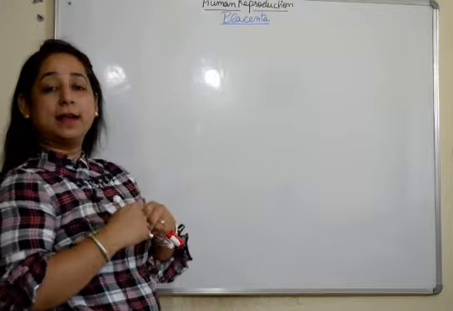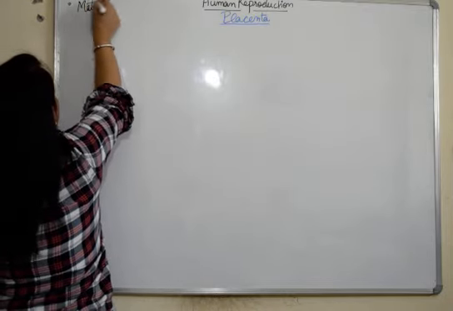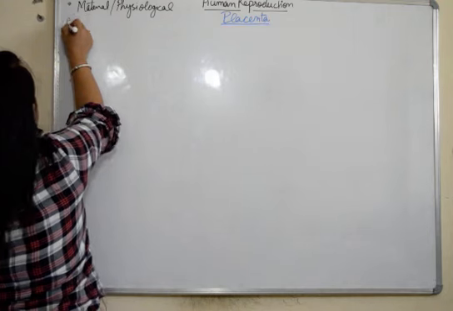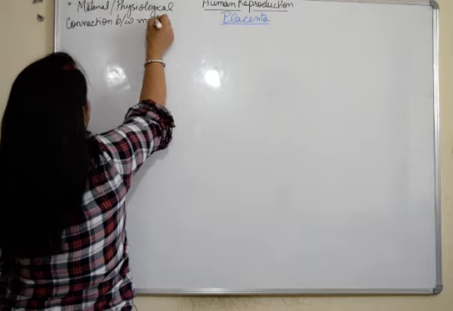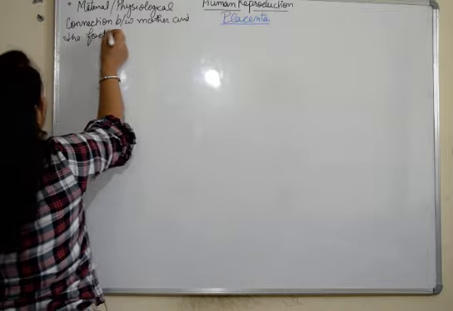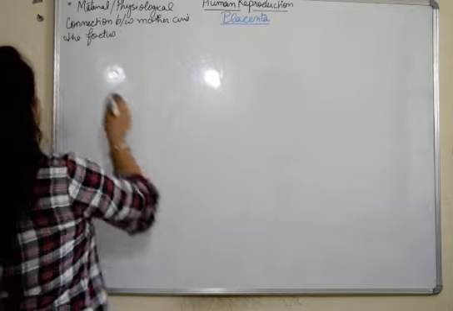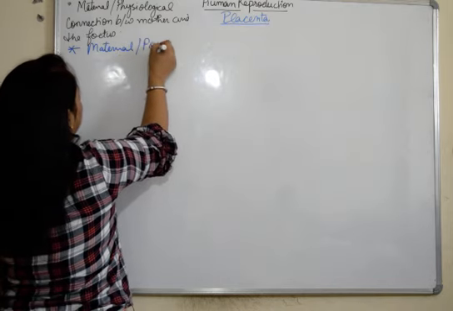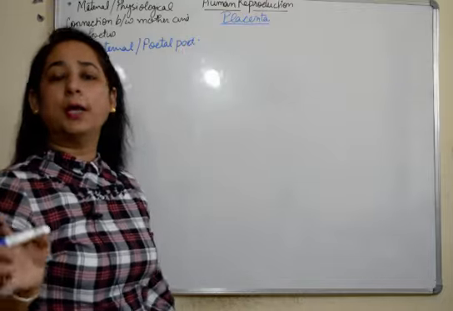So starting with the placenta, first of all, what is the placenta? It is the maternal and physiological connection between mother and the fetus. It has two parts: the maternal part and the fetal part. Both parts are present here, and they combine to form the placenta. We'll be talking about both.